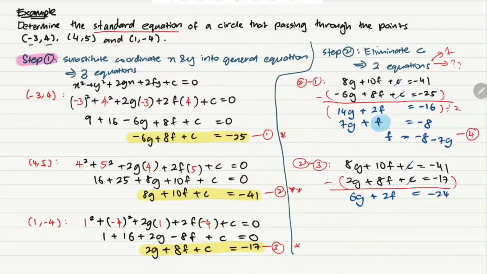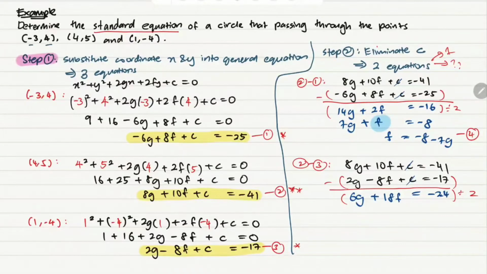I'm so sorry guys, I just noticed an error here. It shouldn't be plus 8f, it should be minus 8f just now. So I'm going to correct it here. So 10f minus negative 8f should be positive 18f. Now, the coefficients are 6, 18, and negative 24.